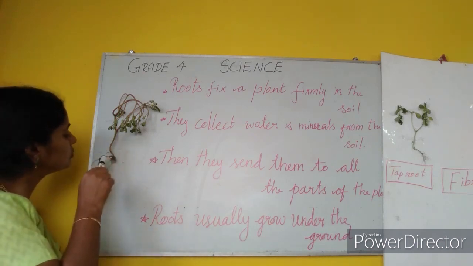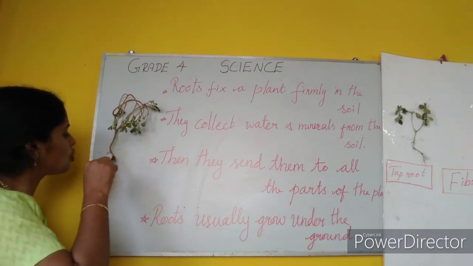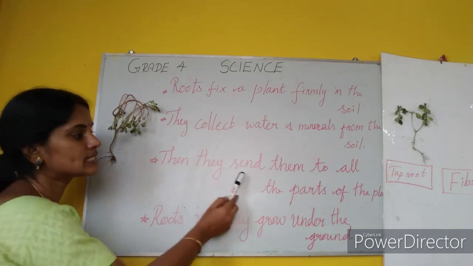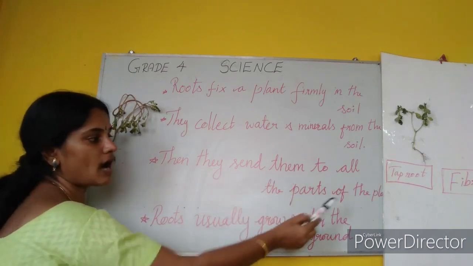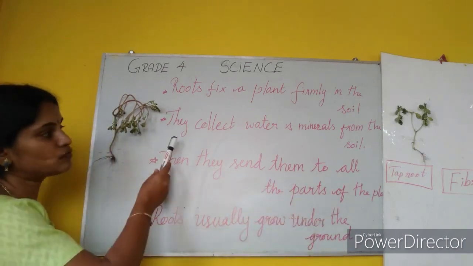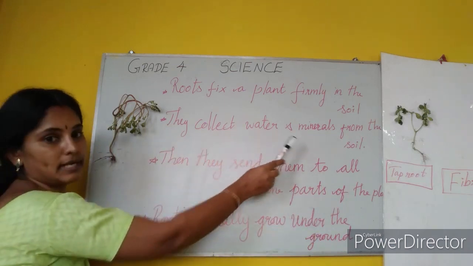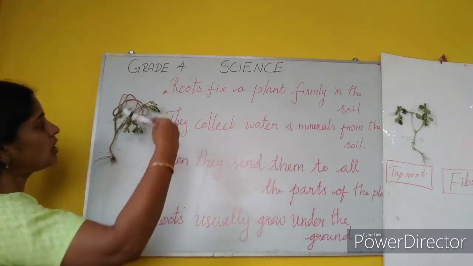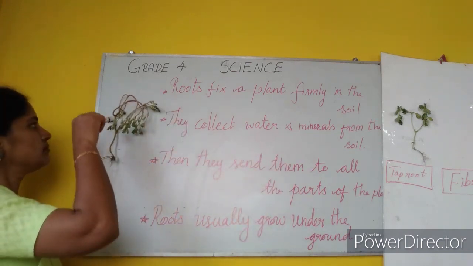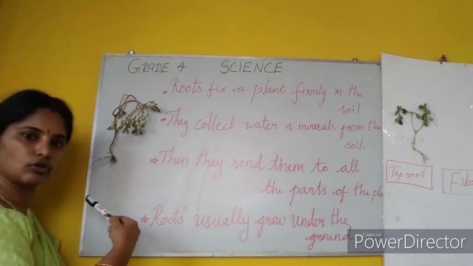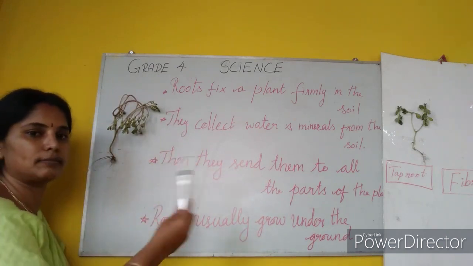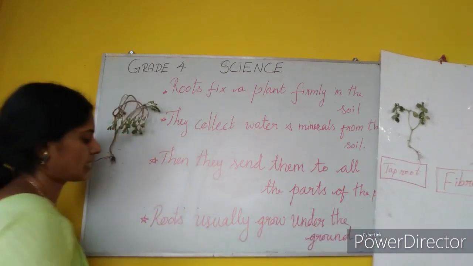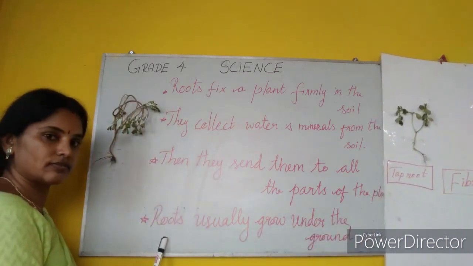Through the root it absorbs, and it conducts through the stem. Then they send them to all the parts of the plant. What do they absorb? They absorb water and minerals. And they send them to all the parts of the plant, to stem, to branch, to leaves. The root only sends the water and minerals to all the parts of the plant. Clear?